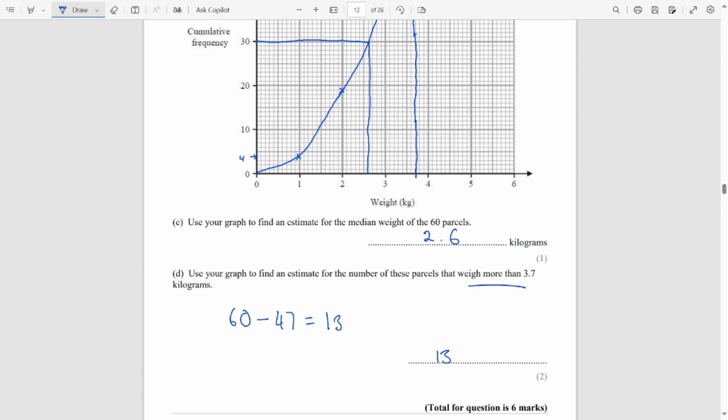And again, there will be a correct range that you can use here. In this case, I think the mark scheme wanted an integer answer. So if you put 13.5 or something like that, you're going to lose a mark. They wanted the number of parcels, and they expected that it would be a whole number of parcels, not half a parcel.